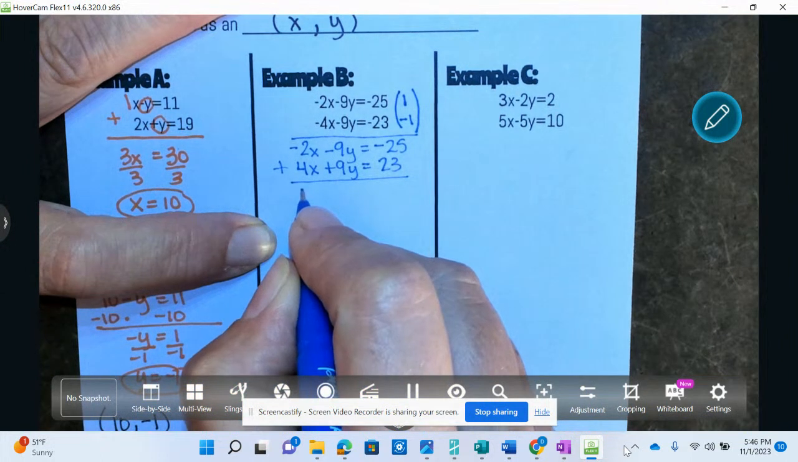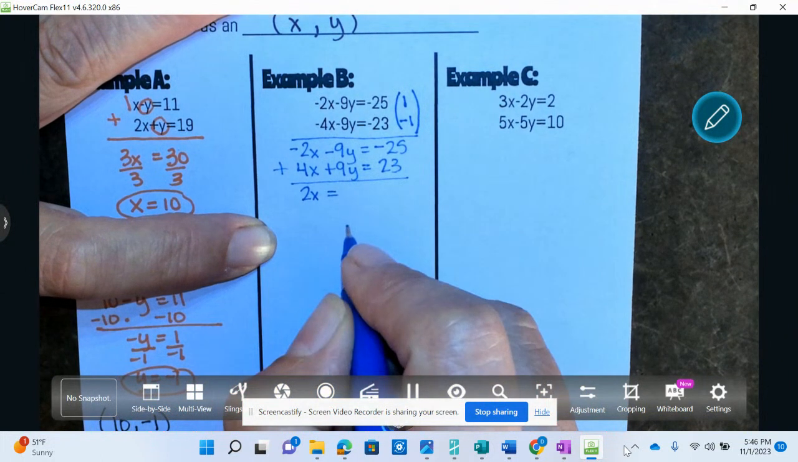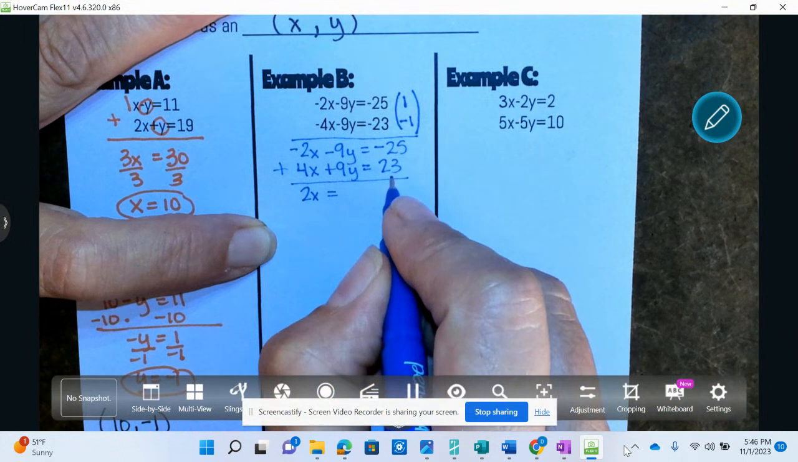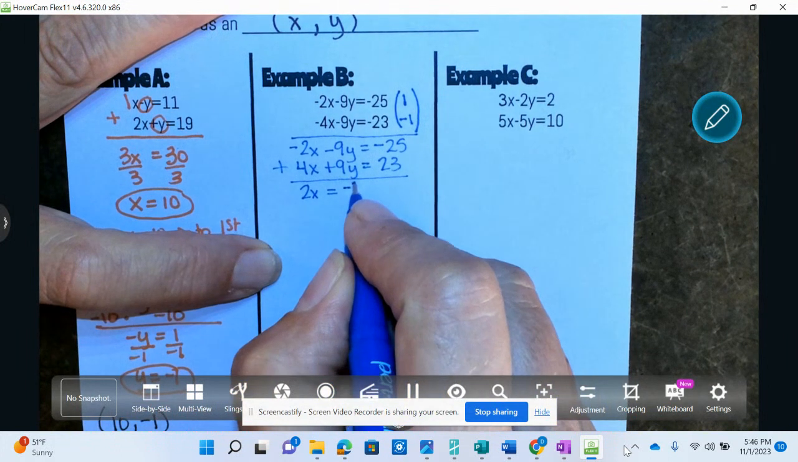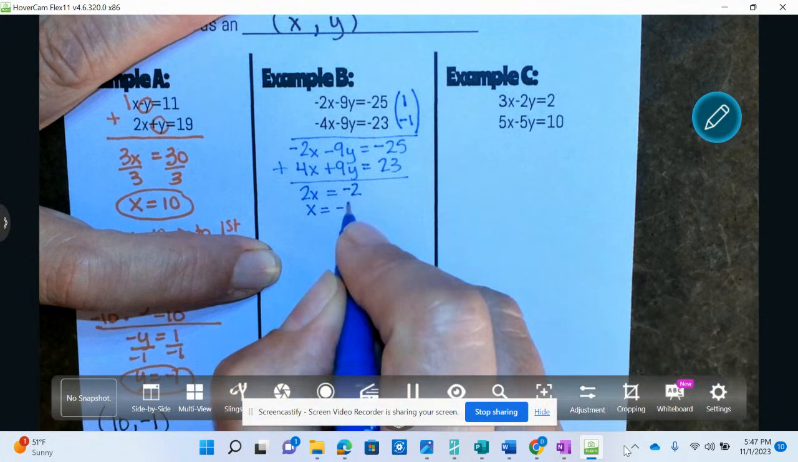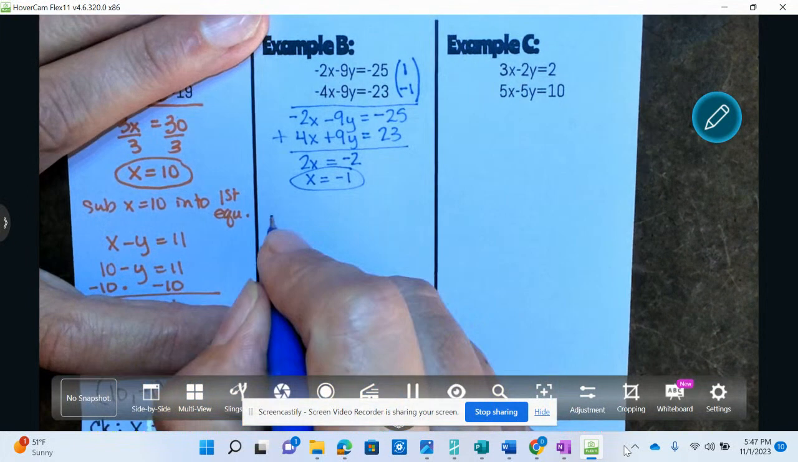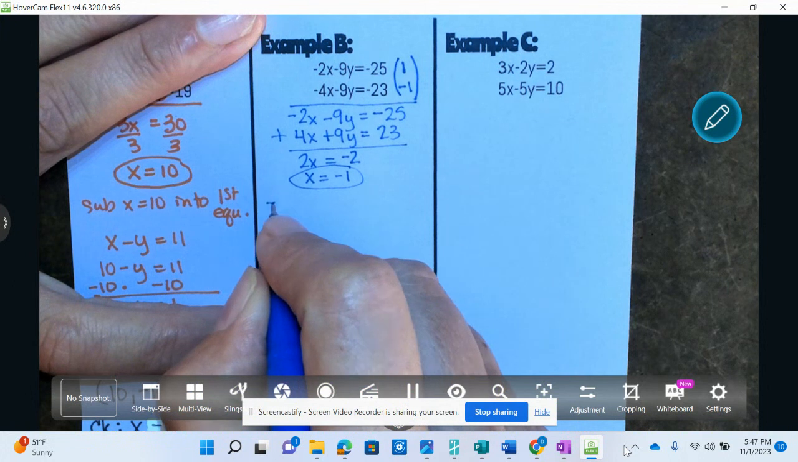Negative 2 and a positive 4 gives me 2x. Negative 9, positive 9 cancel out. Negative 25, positive 23 gives me negative 2. X equals negative 1. All right, I know x equals negative 1, so I'm going to take that and sub it into the first equation.